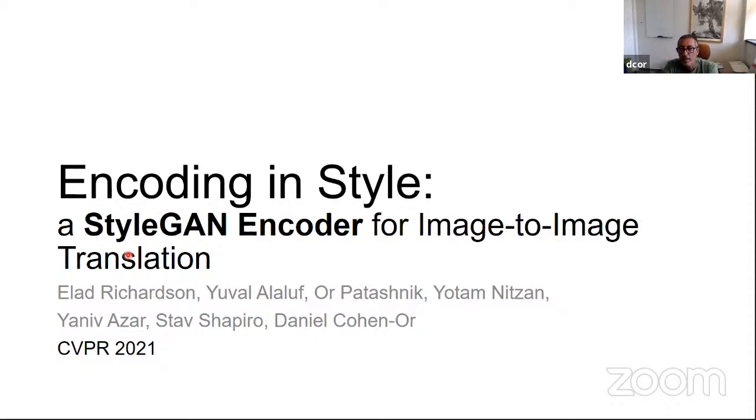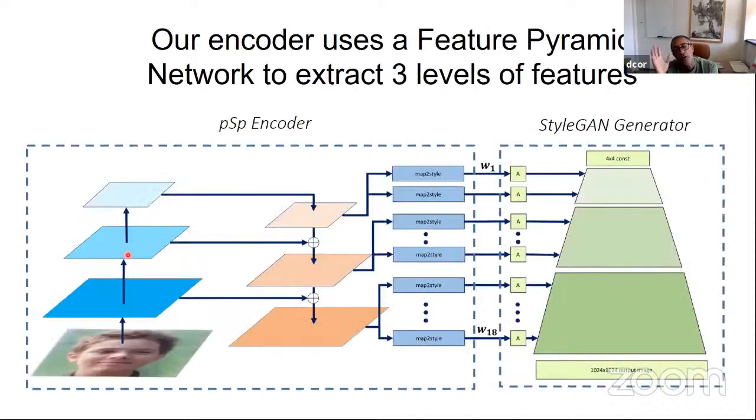It's called Encoding in Style, where we developed an encoder for StyleGAN. I won't go into all the details of the architecture, but I will just say that part of the success of this encoder is because it uses features of 3 levels, which correspond to the 3 levels of StyleGAN. So we call this architecture pixel to style to pixel, because we start with pixel, convert it to style, and then back into pixel. We call it PSP.